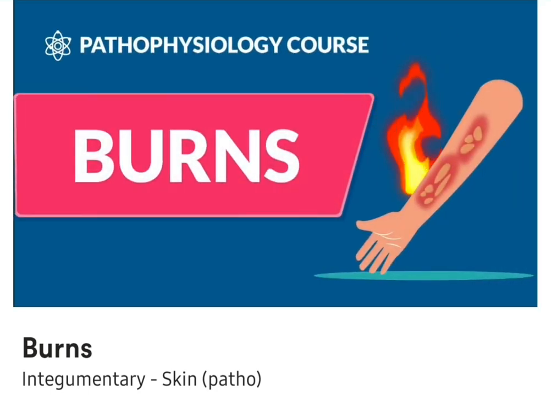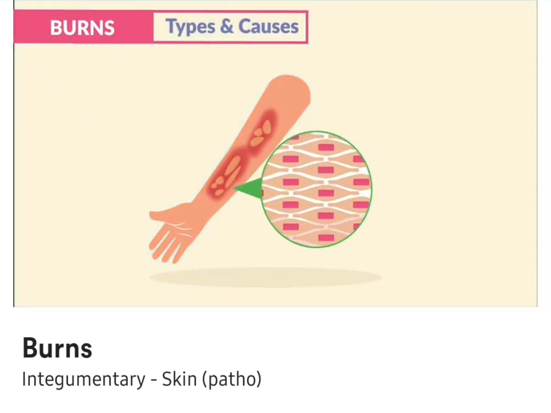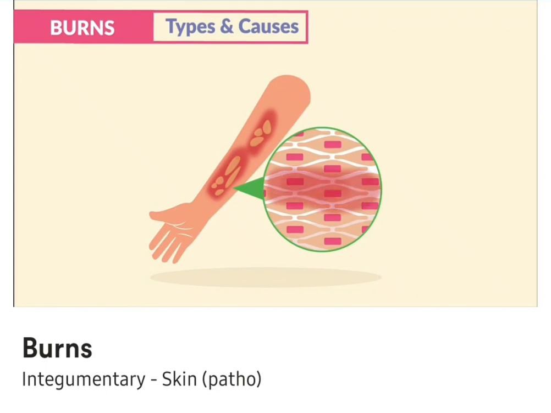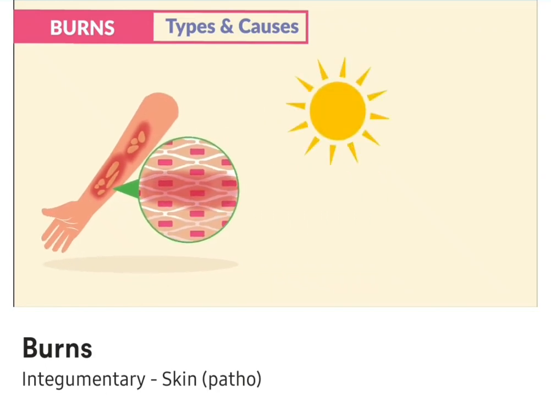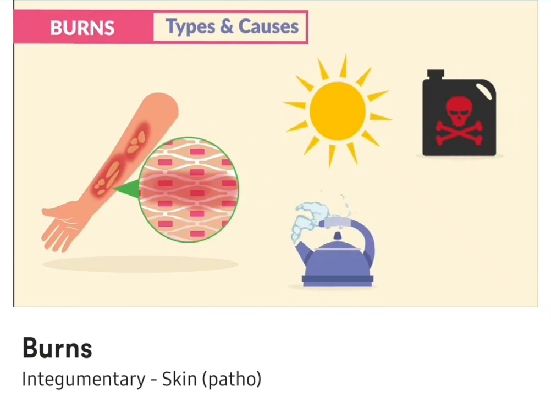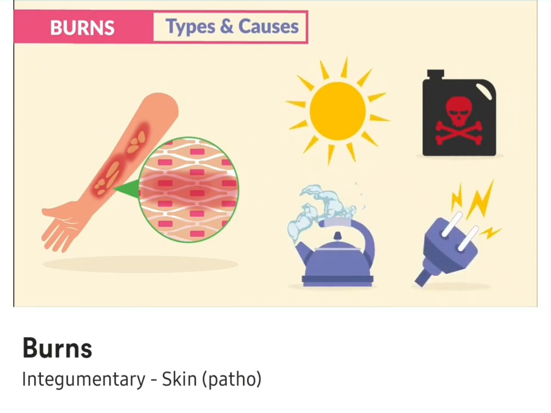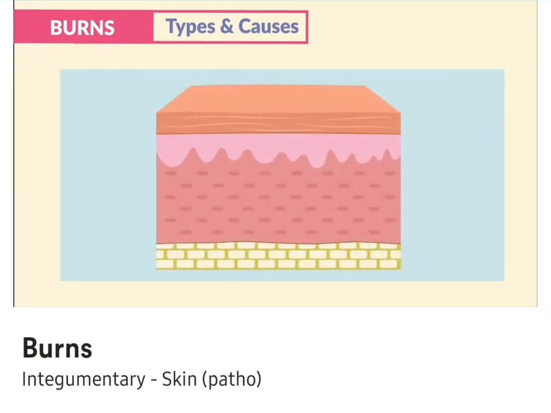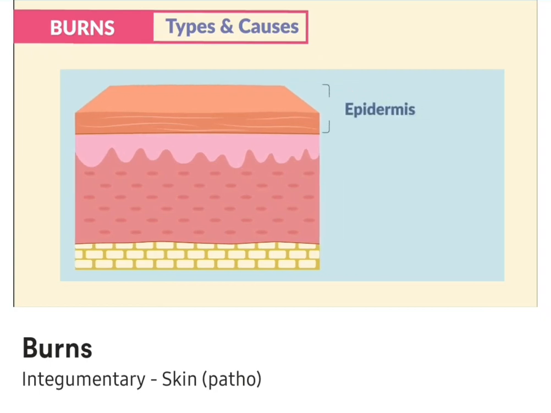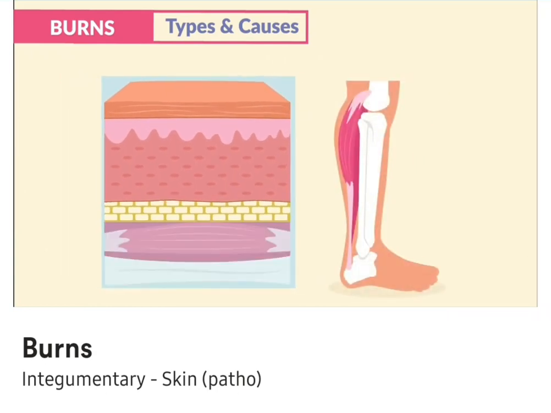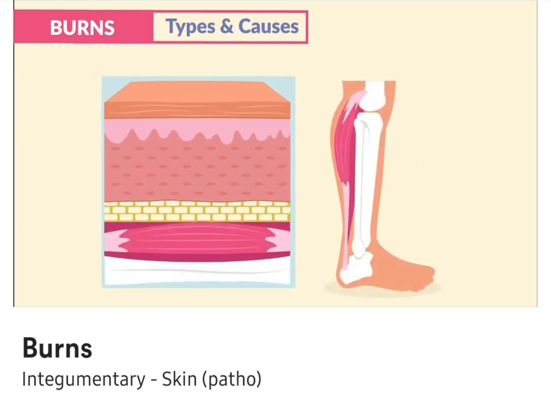Our next topic is burns. Burns are injuries caused by direct tissue damage from exposure to either the sun, chemicals, thermal like boiling liquids, and even electricity. Now, as you know, the skin is made of 3 layers: the epidermis, the dermis, and the subcutaneous tissue, that fatty, bubbly looking tissue. Now, after the layers of skin, we find fascia, muscle, and then bone.